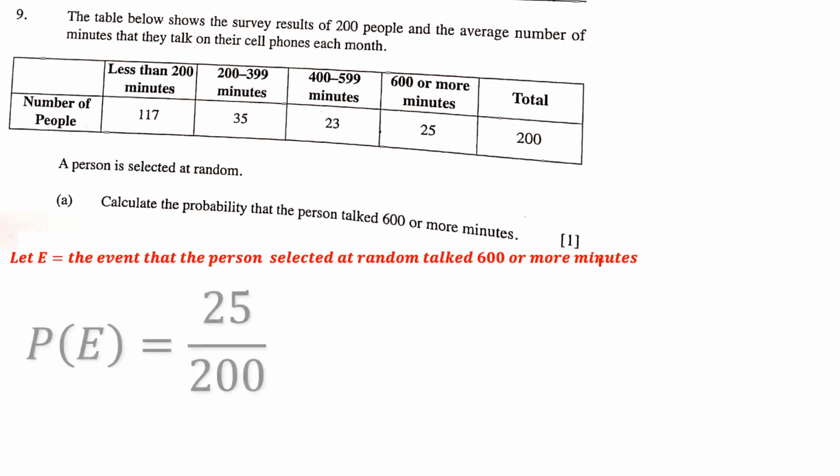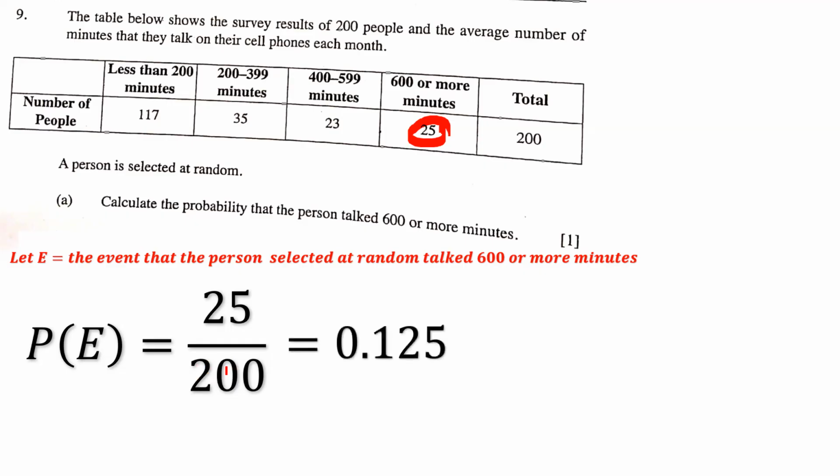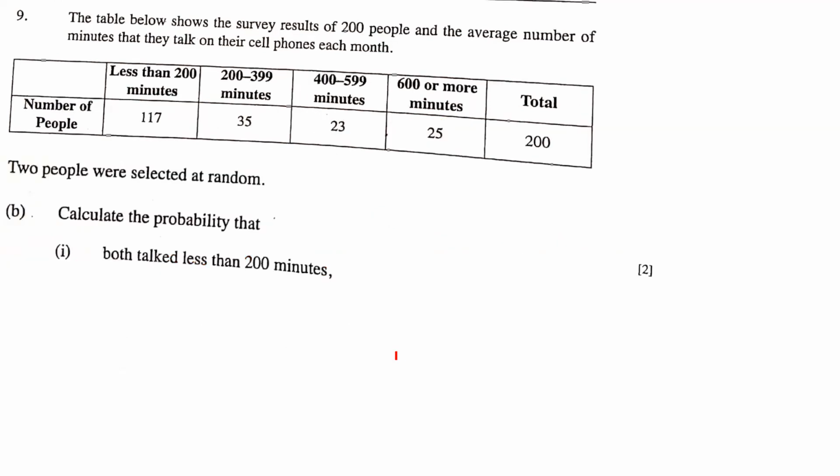So if you're trying to find the probability of E, which is the probability of the event that we find a person randomly who talks 600 or more minutes, what we're going to do is take 25, which is the number of people who talk 600 or more minutes, and divide it by the total, which is the number of elements in the sample space, which is 200. That's 200 persons who were surveyed. If we divide that, we get 0.125. Now let's move on to the next question.